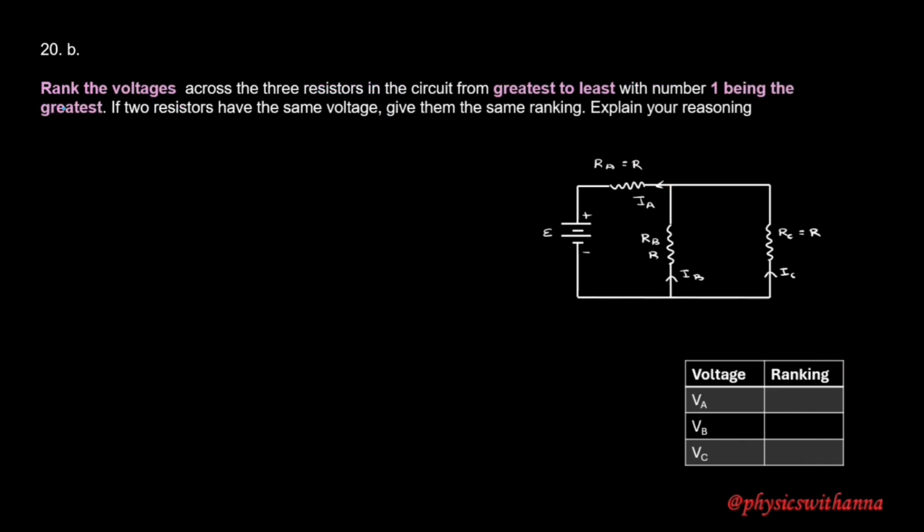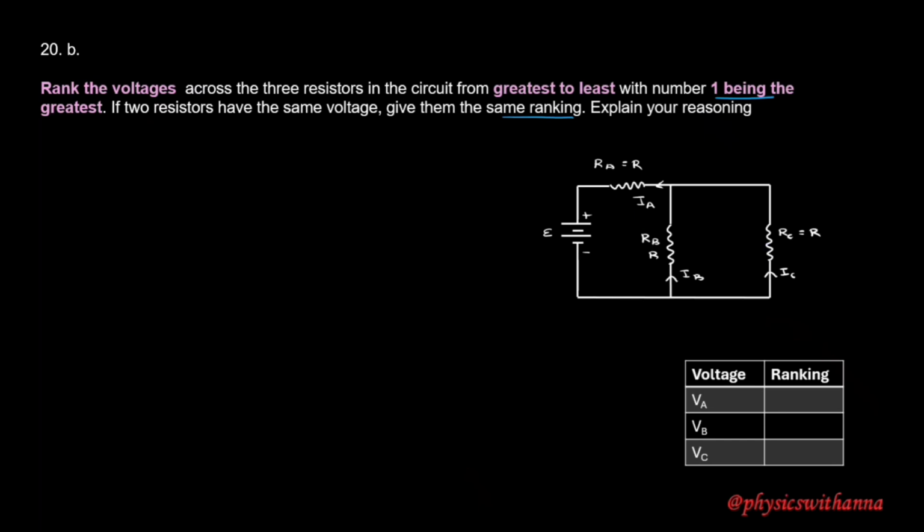Question 20b. Rank the voltages across the three resistors in the circuit from greatest to least, with number 1 being the greatest. If two resistors have the same voltage, give them the same ranking. Explain your reasoning. So here in the circuit, we have three resistors RA, RB and RC, and each of them has the same resistance R. The directions of current IA, IB and IC are as given. And we need to compare the potential differences across RA, RB and RC.